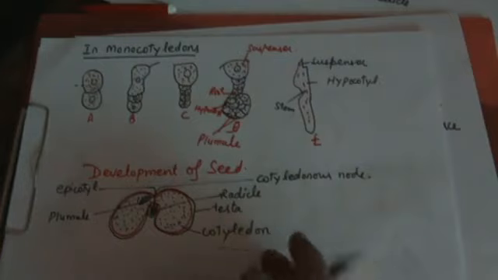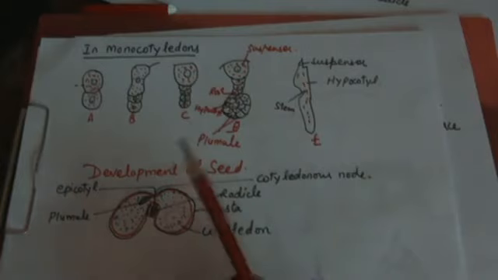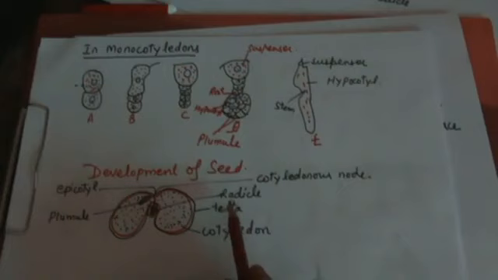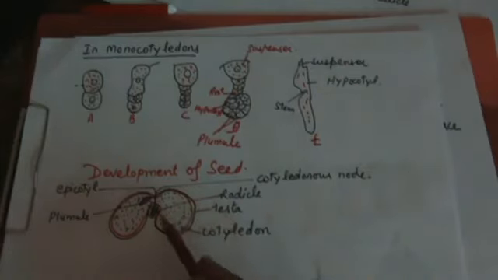Now the nucellus is generally used up during the development of the embryo, but in some cases it may persist, and that is known as the perisperm. Now the outer integument becomes hard and leathery. That is known as the testa. This testa ensures the survival of the seed.